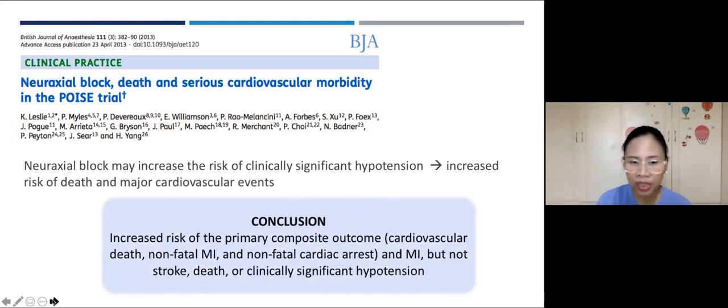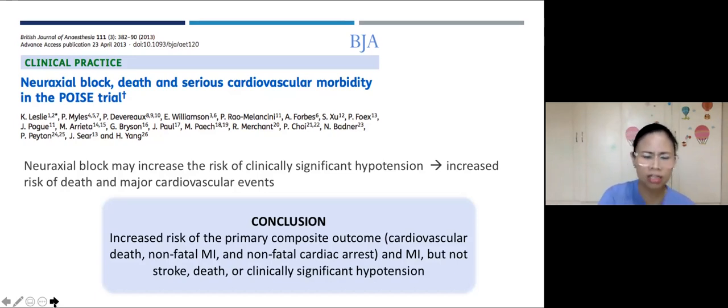So they found out that when patients were given a neuraxial block, like spinal and epidural, there was non-fatal cardiac arrest or cardiovascular events or non-fatal myocardial infarction after the procedure. So they found out that there was morbidity when the patients received a neuraxial blockade on top of a beta blocker.